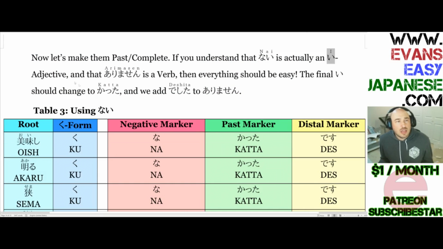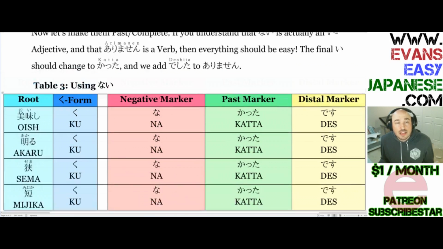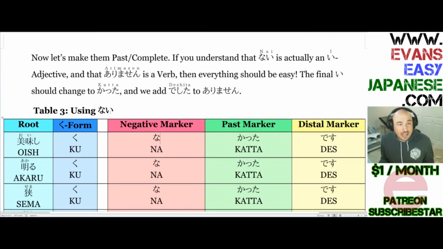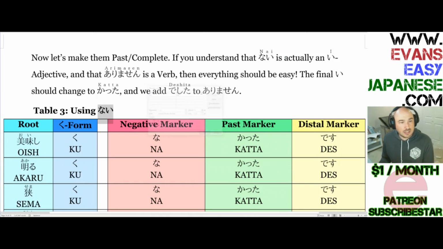All right, so we have already been making these things negative. So we had oishi turns into the ku form, oishiku, and then we add the na sound to make it negative, and then it would be nai. There would be this e sound there. I'll put these hiraganas over them for John's sake.